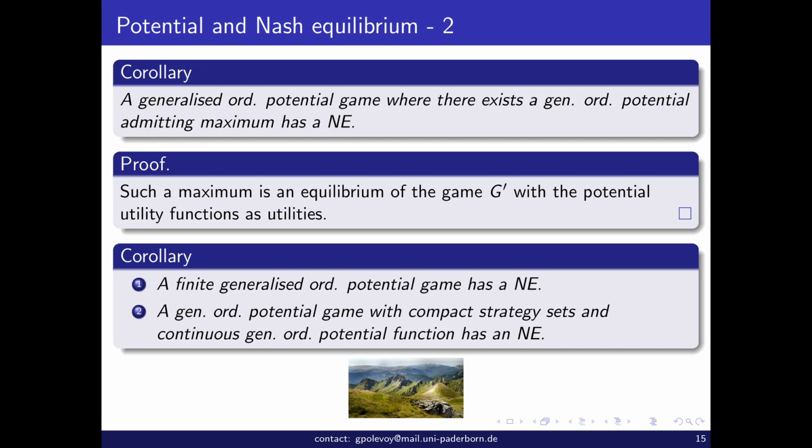Now the proof is quite simple, because such a maximum is an equilibrium in the new game. Because the utilities are potential, if it's a maximum, then in particular no lateral deviation can improve it. Actually, no deviation can improve it. We are not talking about strong equilibria and such things, if you know what that is. So we are talking about only lateral deviation, but actually we have something strong. It's a maximum, so definitely no deviation can improve it. So it's an equilibrium of the game G prime.